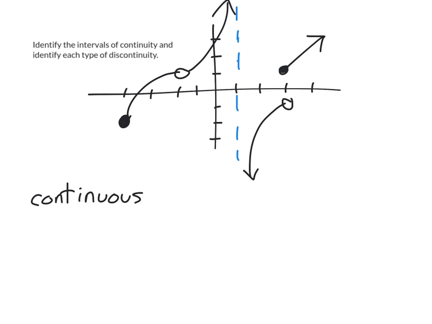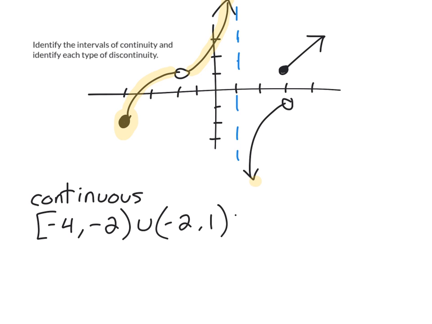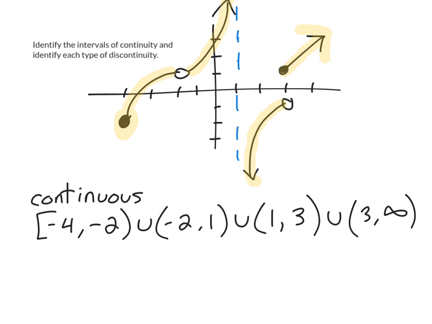So this function has intervals of continuity. It starts off at negative 4 in my x direction, and I'm heading towards negative 2. At negative 2, we have a hole. We pick up from negative 2 to 1. We pick up from 1 to x equals 3. And then we jump up to 3 to infinity. So this is my interval of continuity. This is what you guys need to be able to write.